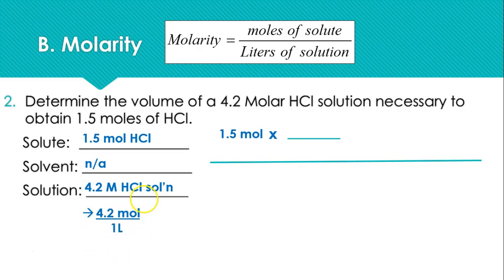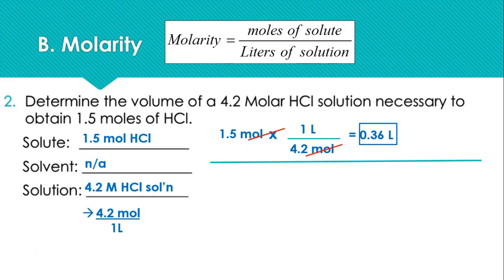So I'm going to multiply that by this as a conversion factor. Okay, so I just need to decide, am I going to write it as is or am I going to flip it? Well, if I want moles to be on the bottom, I'm going to have to flip this. So I'll put the 4.2 moles on bottom and the 1 liter on top. Cancel my units, and I get 0.36 liters. Done. The problem's done.